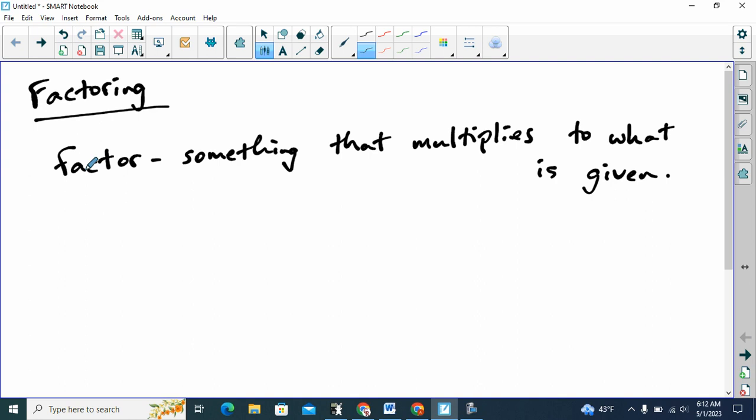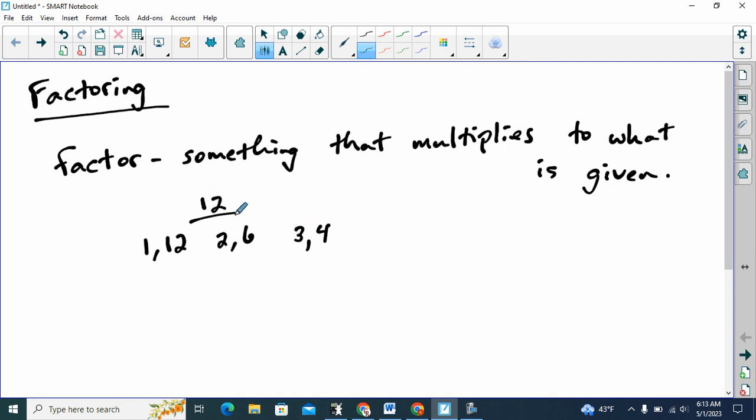Factors that you are familiar with are factors of numbers. So if we are asked to list the factors of 12, the factors of 12 would be 1 times 12. That gives me 12. We've got 2 times 6 is 12. We've got 3 times 4 is 12. These are all factors of 12. So finding factors of a number, you've done that before.